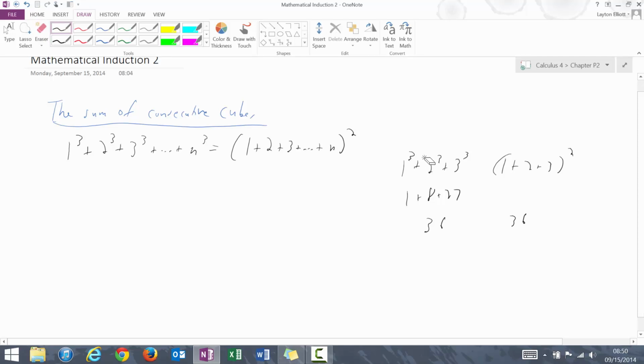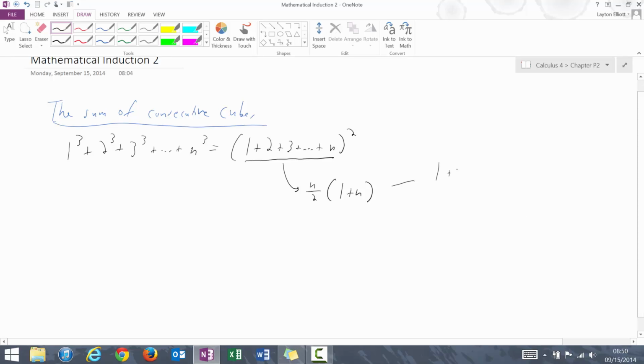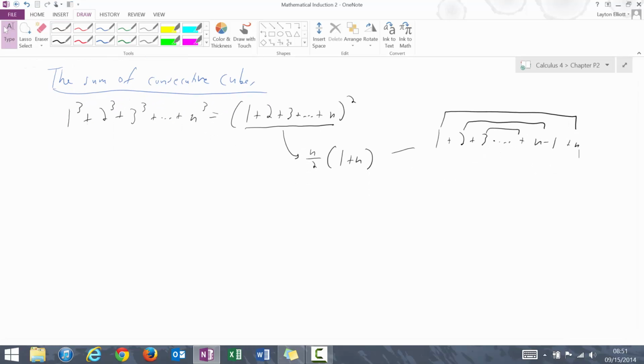Well, we can show that this is true by remembering that the sum of consecutive numbers, n numbers, satisfies the arithmetic sequence formula n over 2 times (1 plus n). If you recall from Algebra 2, that's just the same thing as the average of the first and the last, times the number of numbers. Or if you remember how that worked, 1 plus 2 plus 3 all the way to n minus 1 and n, I could pair these together and I basically have n over 2 pairs. That's how this formula was derived originally.